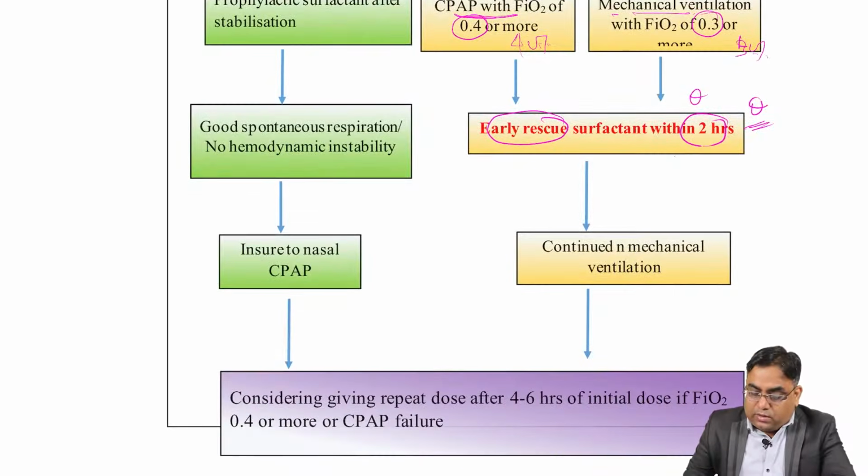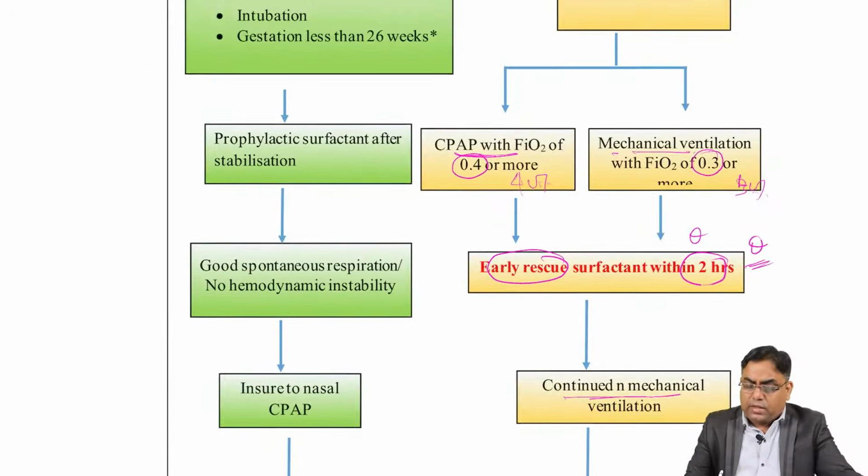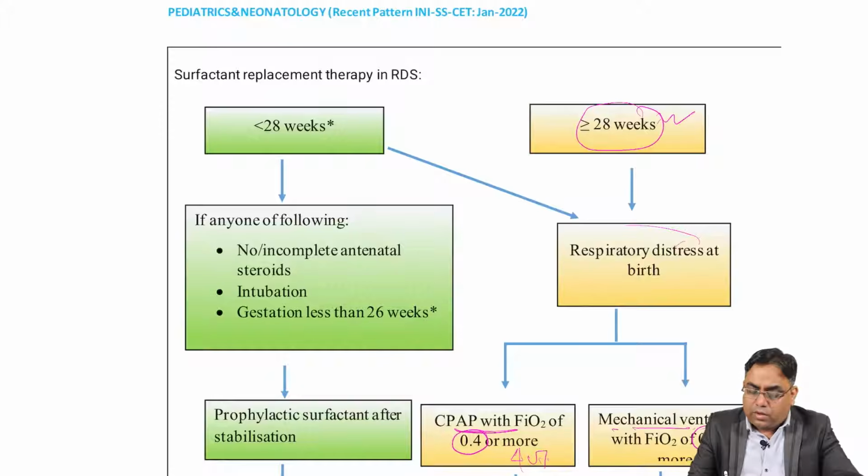Next, continued mechanical ventilation. The repeat dose is after 4 to 6 hours of the initial dose if the FiO2 requirement on CPAP is more than 40%. So after 4 to 6 hours of the initial dose, if the FiO2 requirement is more than 40%, then you can give a repeat surfactant. Next, if any of the following: no or incomplete antenatal steroid, or intubation and gestational age less than 26 weeks, then you can give prophylactic surfactant after stabilization of the baby.